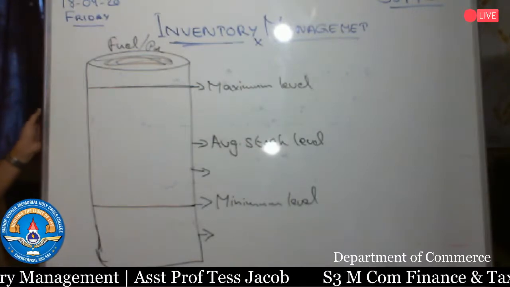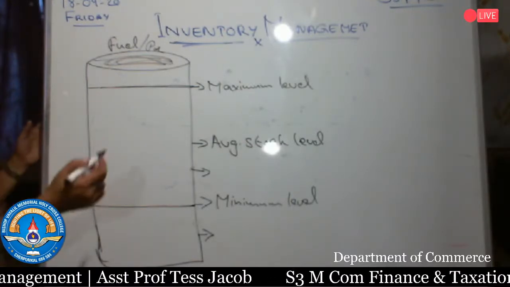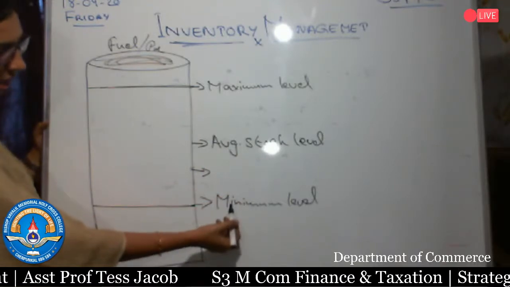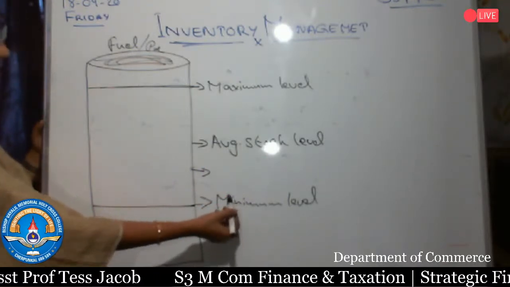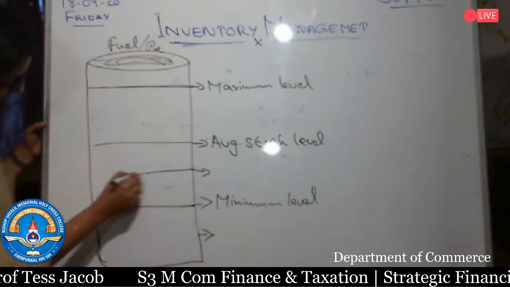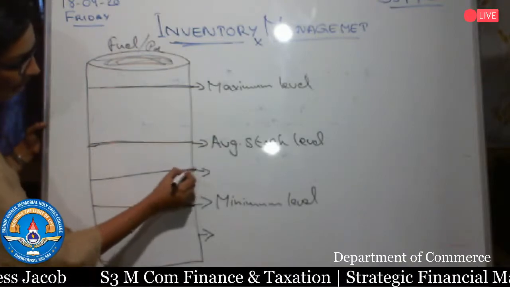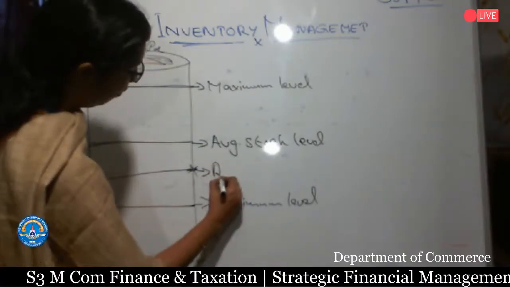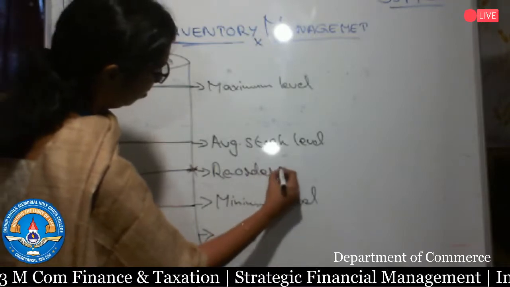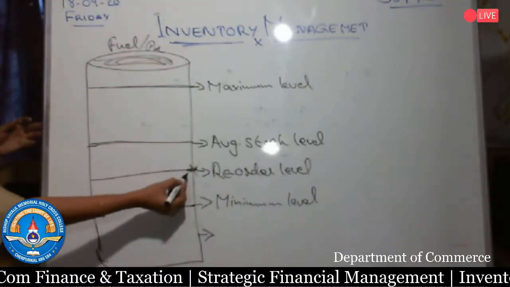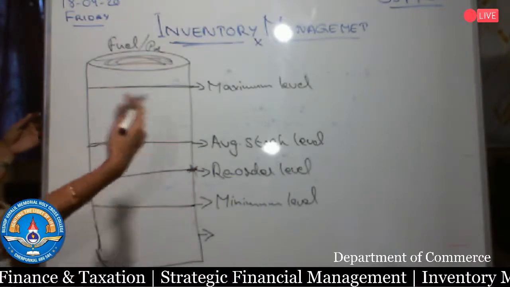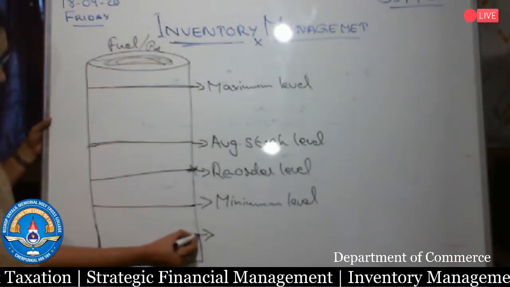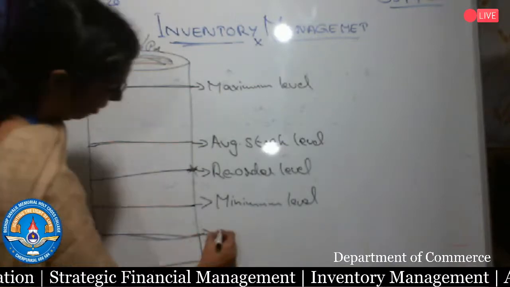And two more levels are there. One is reorder level. If the inventory level in the organization goes below the average stock level, but is still above the minimum level, at that point, if the fuel in this barrel is up to this level, the company should make a new order for the purchase. So this is the reorder level. At this point, the organization should make an order for the supply of fuel. Then this is the danger level.